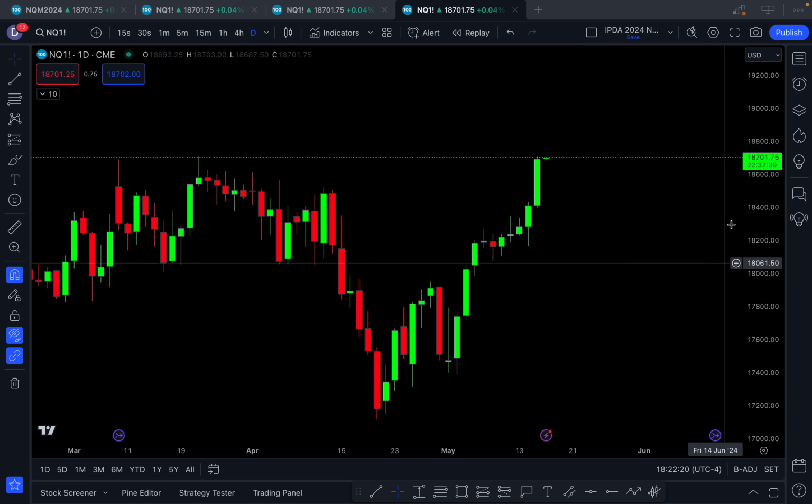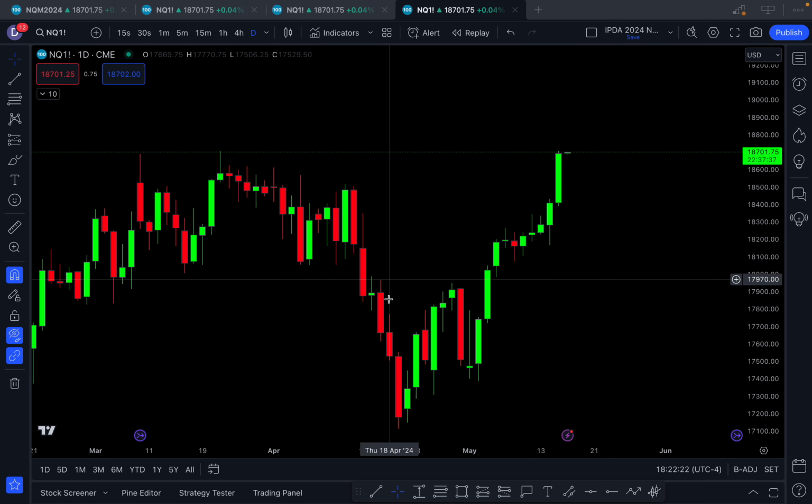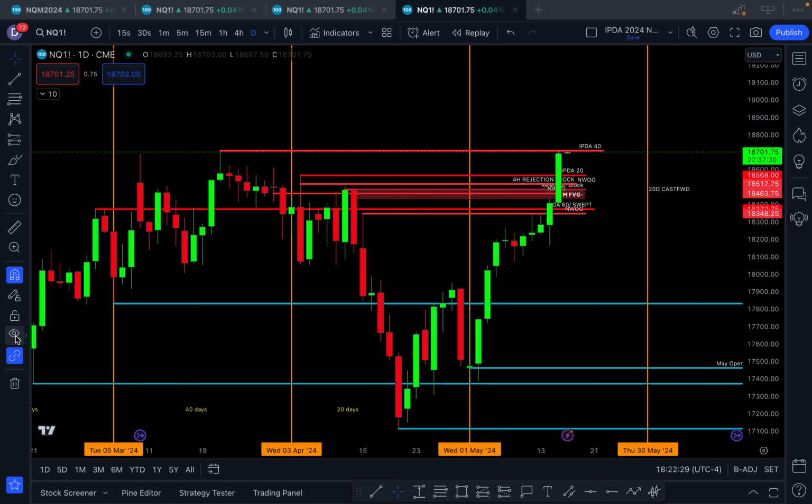Based on these levels, I'm going to show you. So let's go ahead and get into how to draw what I have on the chart right now.